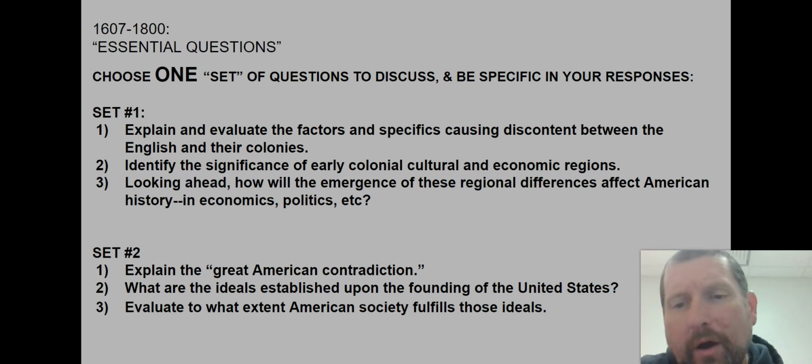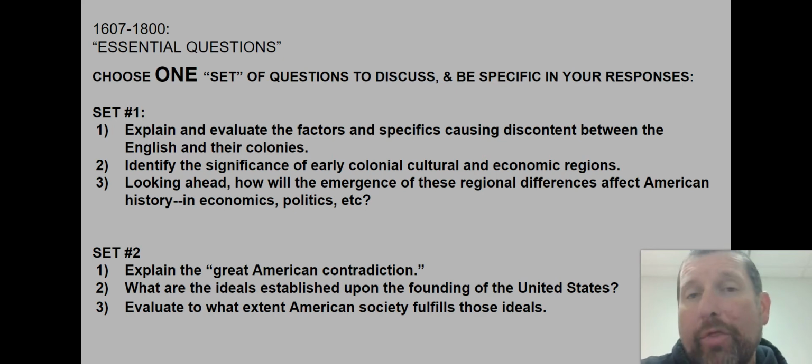The question is, what are the ideals established upon the founding of the United States? And I want you to evaluate to what extent American society fulfills those ideals. So you really want to tackle this question both from a historical perspective and from a perspective of where we sit as a nation today. There's probably more meat on this bone than the questions alone indicate if you've been paying attention to how we've been touching upon these questions throughout the course of this first semester.